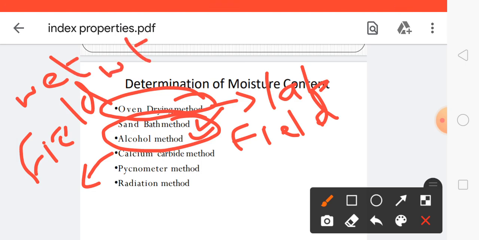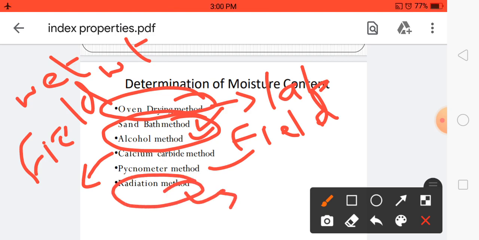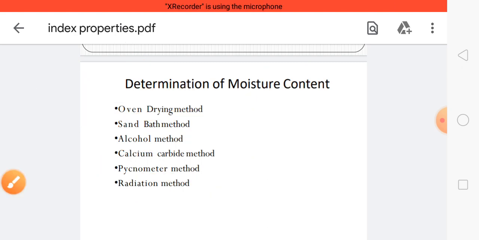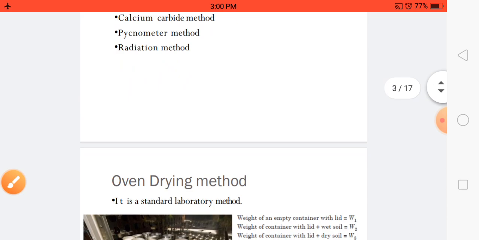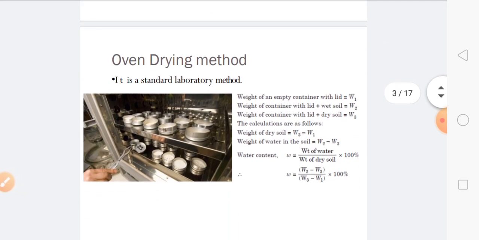Next, pycnometer. Again, this is a laboratory method. And next, the radiation method, a field method, and in this method we will get accurate water content. Now first we will discuss the oven dry method. This is the most accurate method for determining the water content.